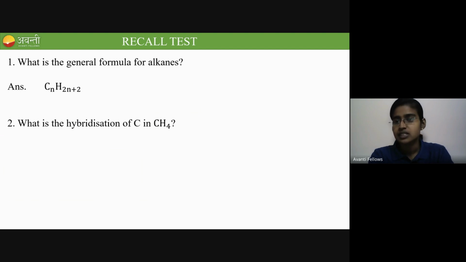While discussing the structure of alkanes, by taking CH4 as an example, we have discussed this, right? So what is the hybridization of carbon in an alkane? sp, sp2, or sp3? Among these three options, which is the correct answer? Very good, sp3 is the correct answer. So the hybridization of carbon in CH4 is sp3.